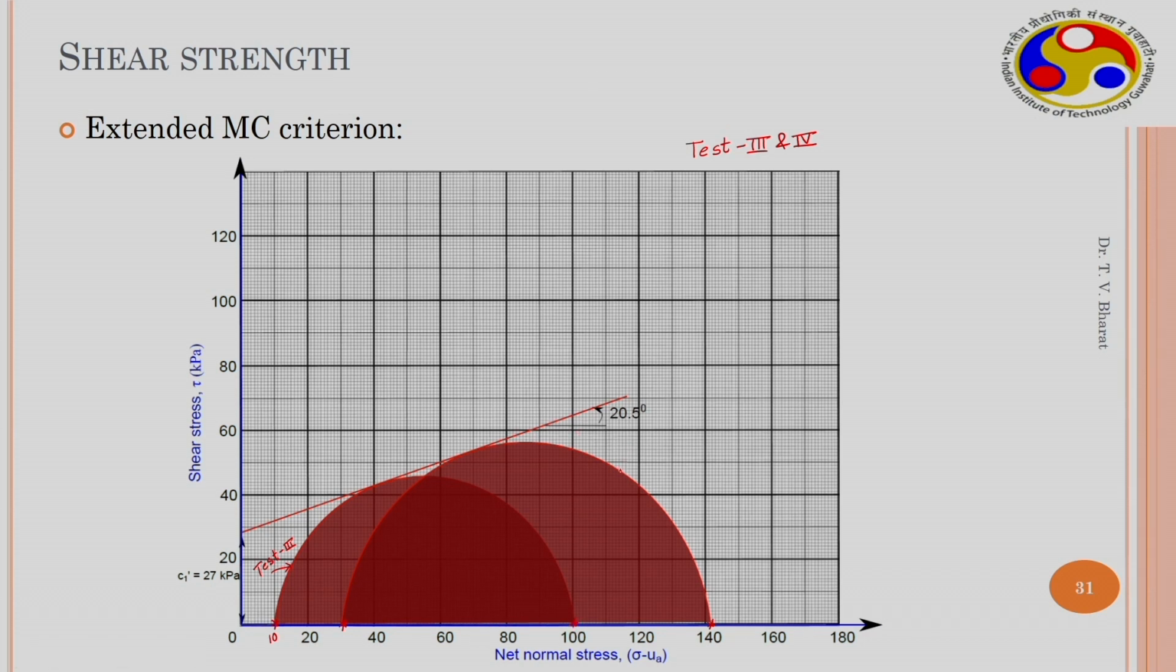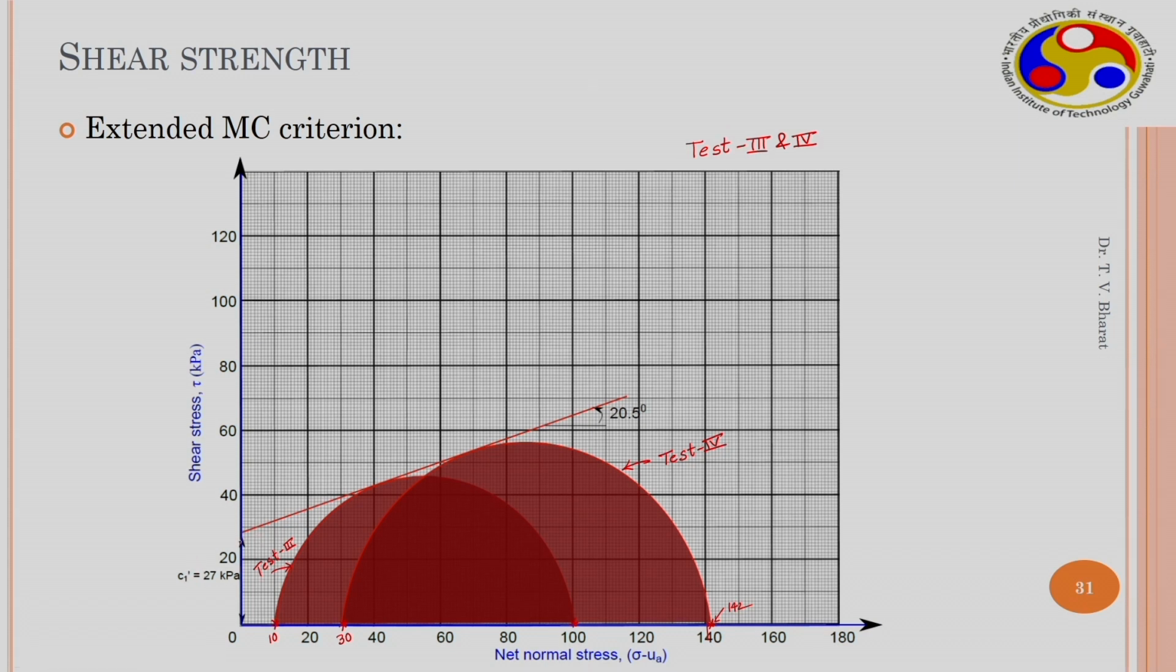And similarly, for test 4, the sigma 3 minus UA is 30, and sigma 1 minus UA is 142 kilopascal. So, this is 140 and this is 142. Now again we join a line to these two circles. So, this is a failure plane.